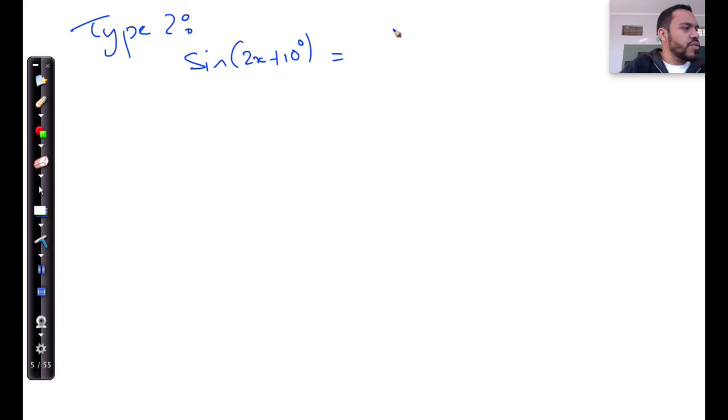We're looking at a type 2 equation. When you get trigonometric equations of the form sine, here's an example: sine of 2x plus 10 degrees is equal to sine of 20 minus x degrees. Now, people, this is 20 degrees minus x.